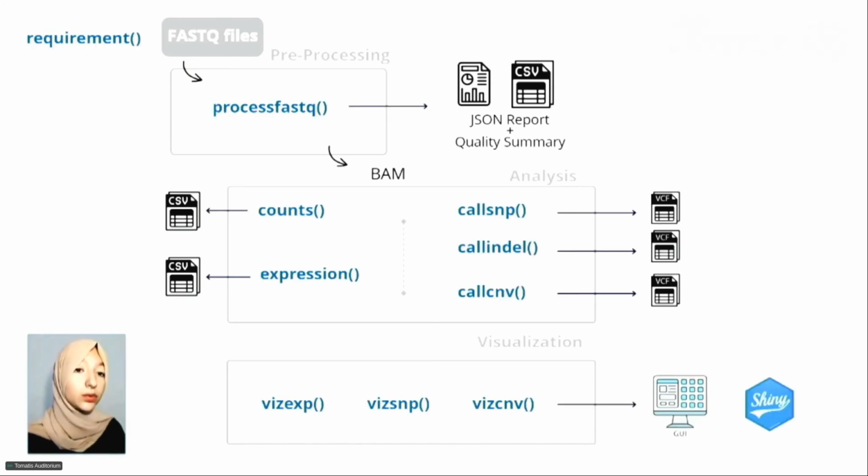As our pipeline grew to 1,000 lines of code, we recognized the need to make it more user-friendly. We divided the pipeline into manageable functions, transforming it into a novel R package. We named it Exvar. It has 10 functions: 1 for installing all dependencies, 1 for FASTQ files preprocessing, 2 for genetic expression data analysis, 3 for variant calling, including single nucleotide polymorphism, insertion and deletion, and copy number variation, and 3 functions for data visualization. The visualization functions are implemented as Shiny application with a graphical user interface.